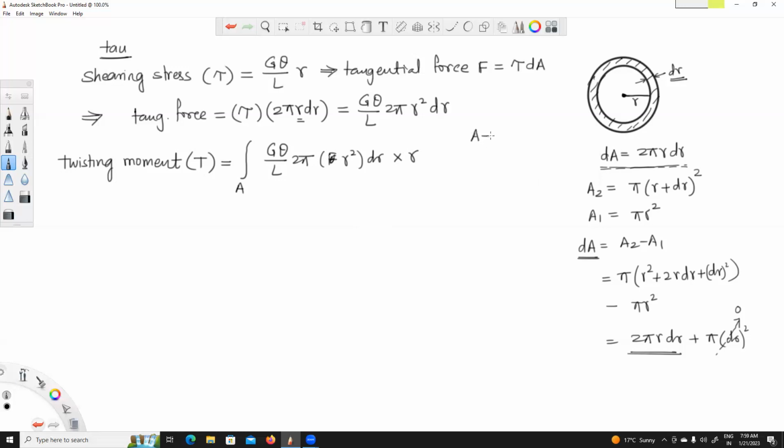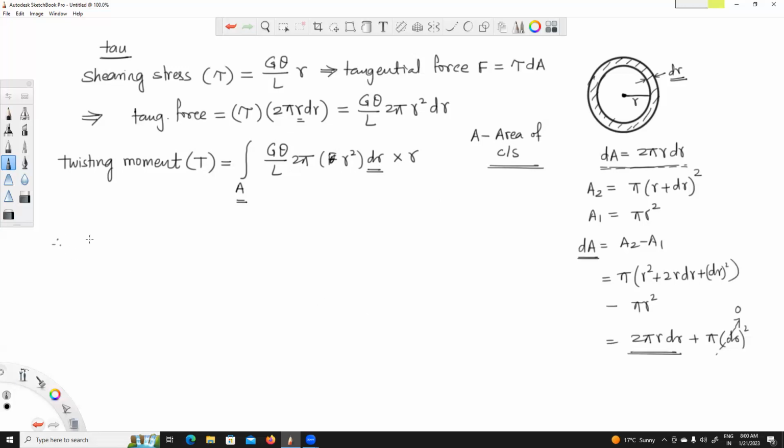This A on which we are going to integrate is the area of cross section. Though I have written this area over here, basically we are going to integrate for this radius, because we have kept this radius as a variable over here. Purposefully, for the sake of understanding, I have written the area part here. We are going to integrate this over the area of cross section, which simply means the entire area.